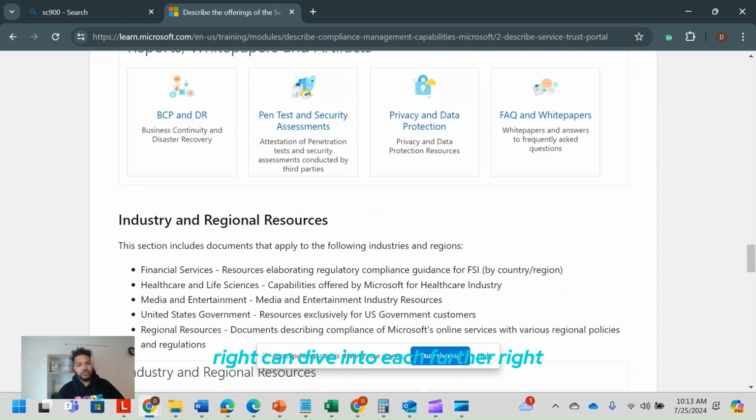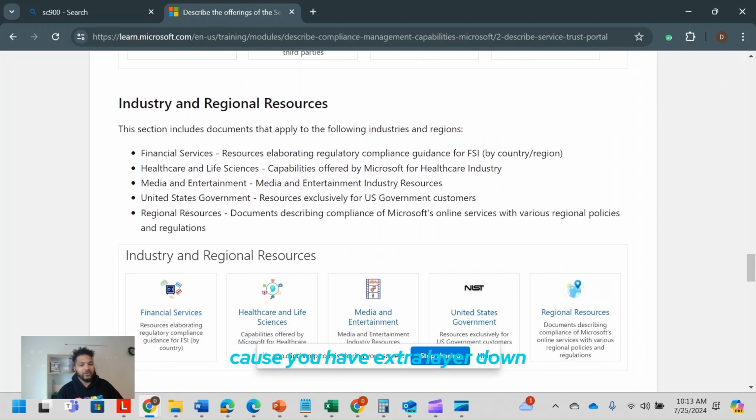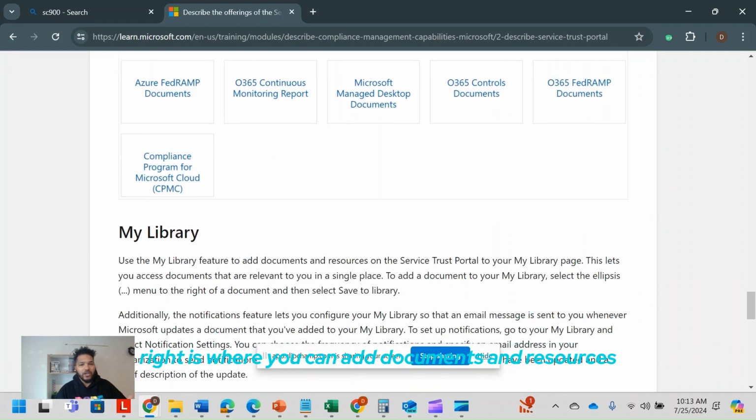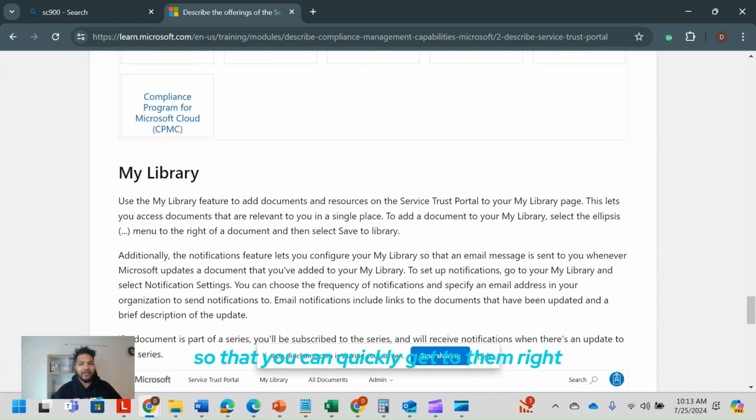You can dive into each further, right? It gives you that extra layer down. So really, that's where I would focus. Your library is where you can add documents and resources so that you can quickly get to them, that are relevant to yourself, what you truly care about.